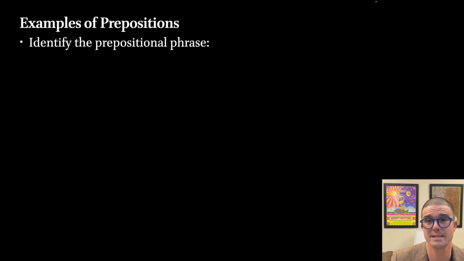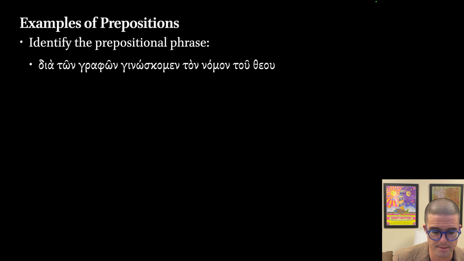So what I want you to do is attempt to identify the prepositional phrase in this sentence. First, I'm going to give it to you in Greek, ask you to try and identify it through my Greek reading here, and then I'll give you the English translation and further identify or correct yourself based on the translation. We have dia ton graphon ginoskomen ton nomon tou theou. See if you can identify the prepositional phrase. Take a guess at it.